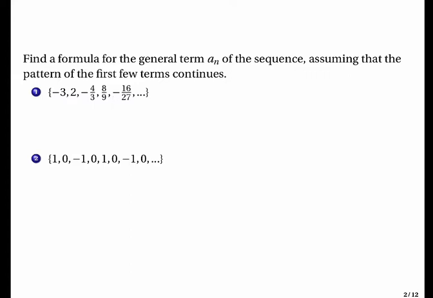So we start with our a sub 1, which is equal to -3. A sub 2 is equal to +2. A sub 3 is equal to -4 over 3, etc. Okay? So again, our guess here is that this sequence is a geometric sequence. So we will try to find the common ratio, and of course the initial term. The initial term is already given to be -3, okay?